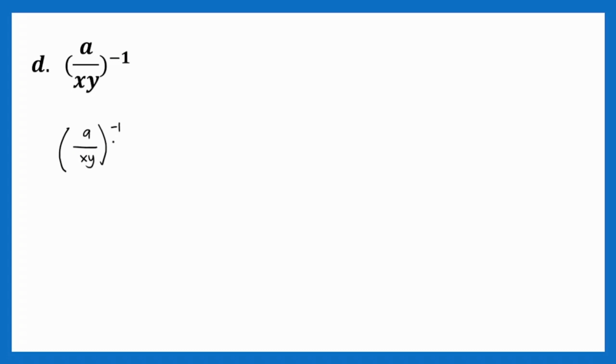So, ang naka-raise sa negative 1 ay yung buong A over x, y. Alright? So, ang mangyayari dyan, i-reciprocal mo itong buong ito. Paano ba mag-reciprocal ng buong fraction? Ito ay tataas, ito ay bababa. Okay? Magpapalit sila ng posisyon.